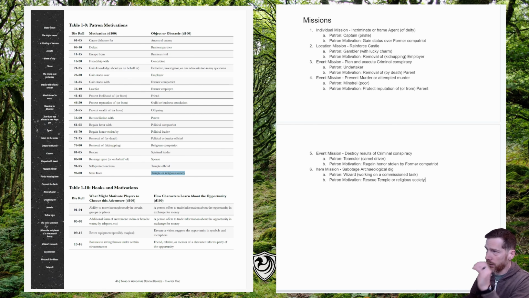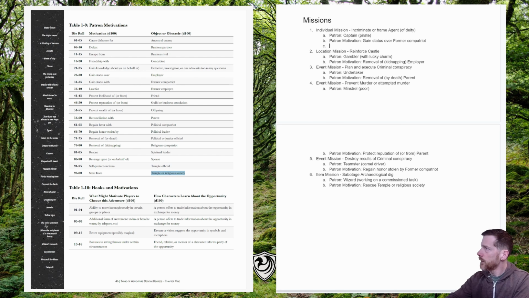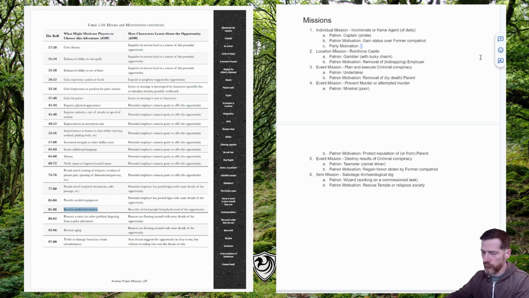So, now, for each of these missions, we also come up with a hook or a motivation. Like, why are the players enticed to do this? Why are the characters, like, what would entice the characters to undertake this mission? All right, so for number one, the motivation is that they are going to receive useful information.